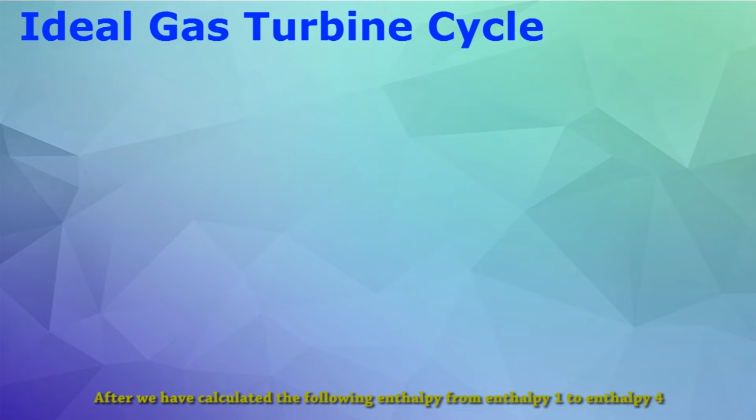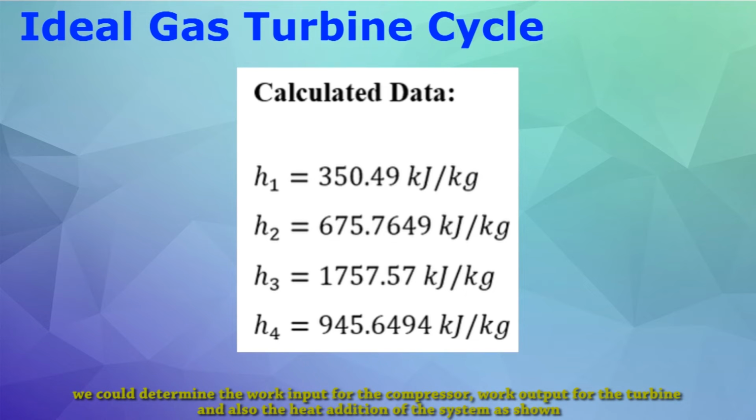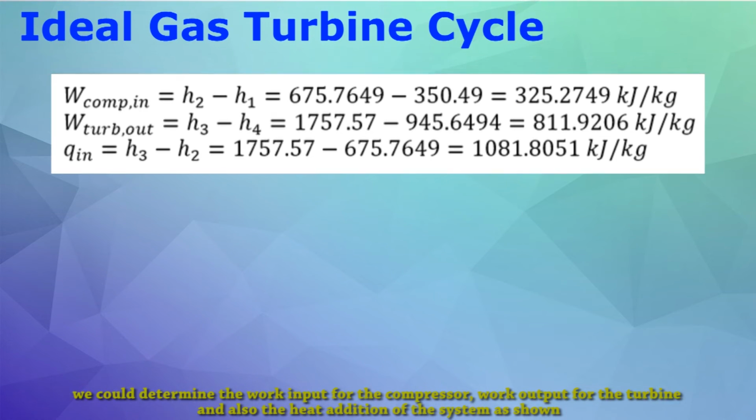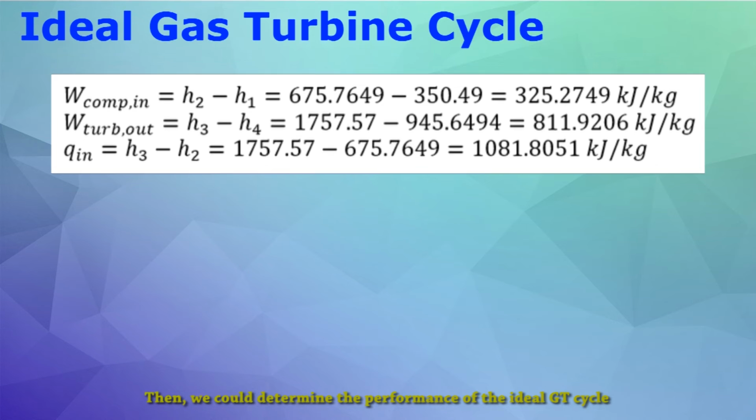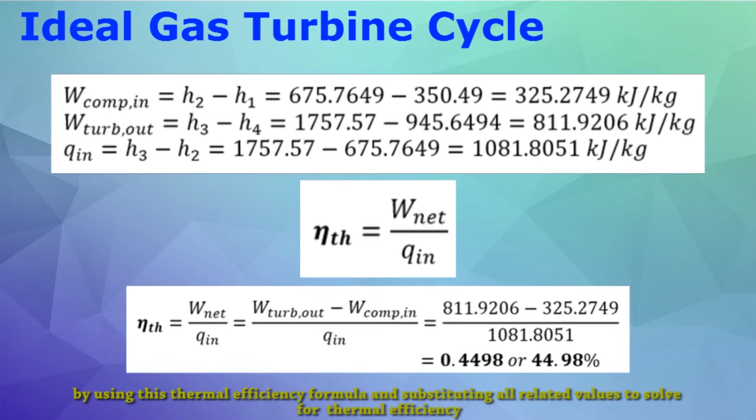After we have calculated the enthalpies from enthalpy 1 to enthalpy 4, we could determine the work input for the compressor, work output for the turbine, and also the heat addition of the system as shown. Then, we could determine the performance of the ideal gas turbine cycle by using these thermal efficiency formulas and substituting all related values to solve for thermal efficiency.